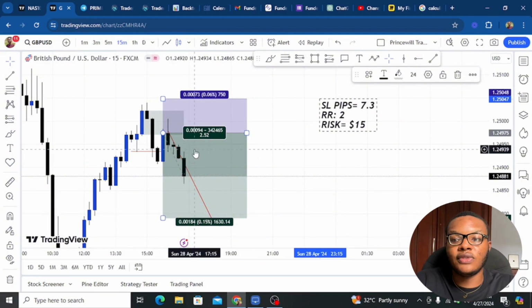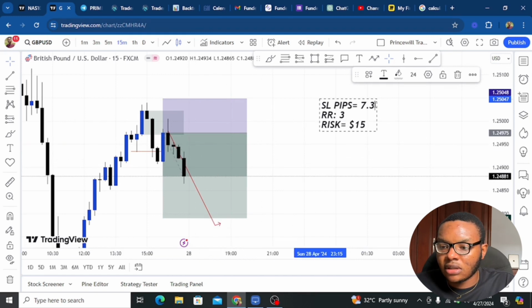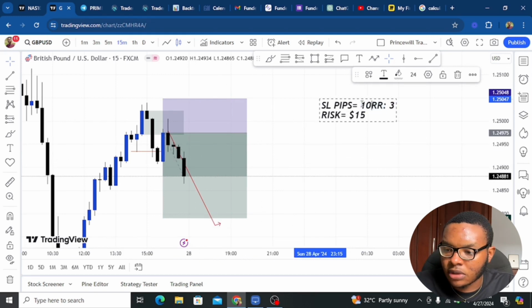And I'm risking $15. If our risk to reward is 3R, that's a 1:3 risk to reward ratio. It basically means that you're going to be making 3 times your risk. So 3 times 15, that's 45, right? So let's say our risk is 3R. Stop loss is 10 pips. It should be small.